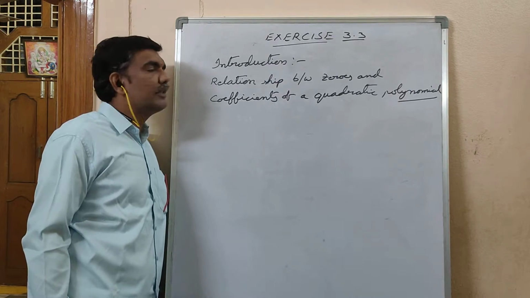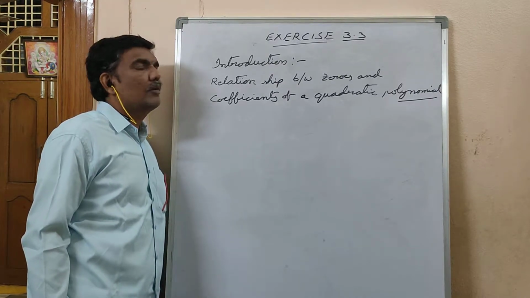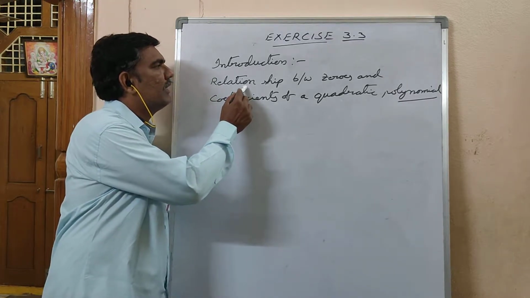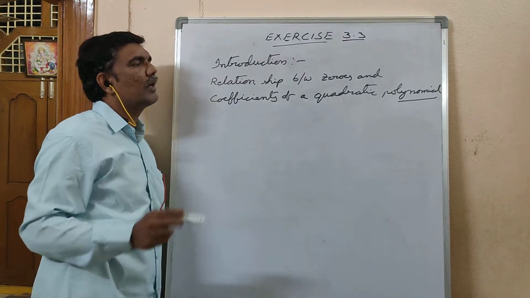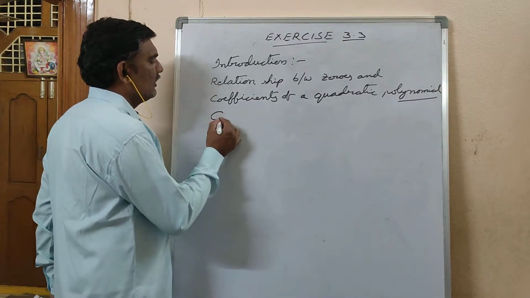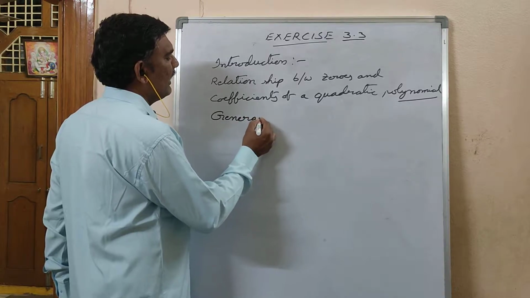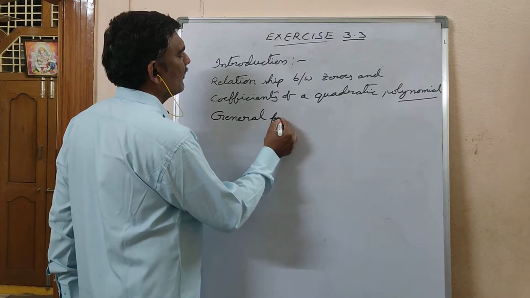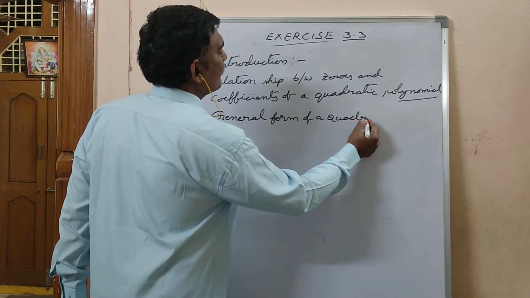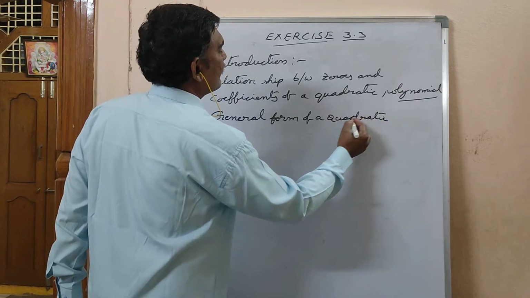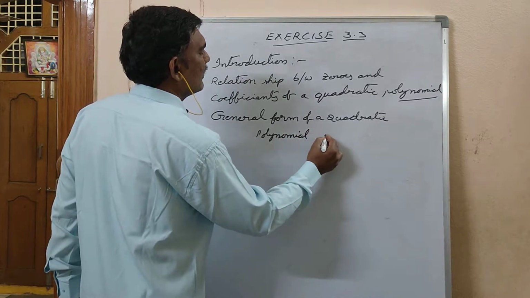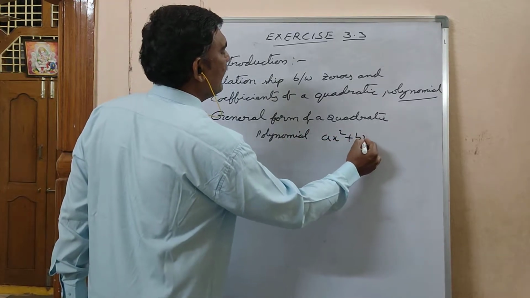Before going to exercise 3.3, introduction. A very important question is, what is the relationship between zeros and coefficients of a quadratic polynomial? The general form of a quadratic polynomial is ax square plus bx plus c.